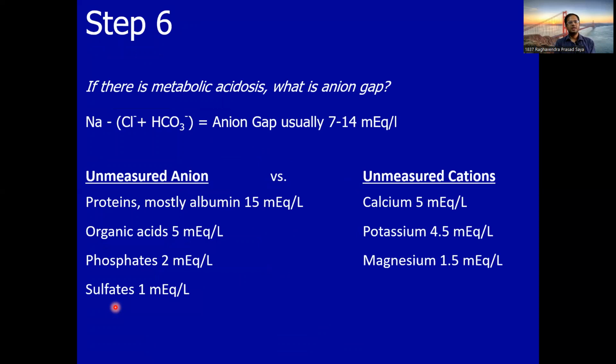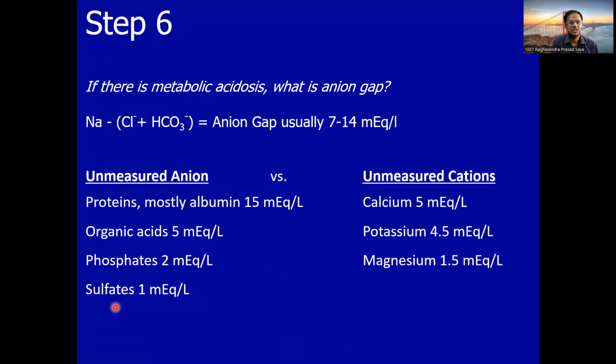So if the patient is having metabolic acidosis, then we should also calculate what is known as the anion gap. So what exactly is anion gap? Anion gap is given by the formula: anion gap is equal to sodium minus chloride plus bicarbonate. The normal value is usually 7 to 14 milliequivalents per liter.